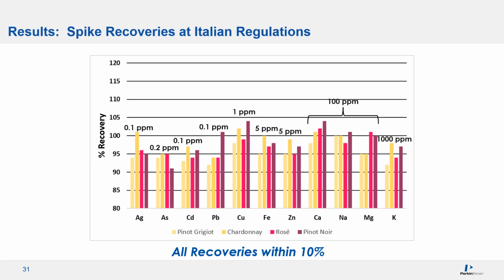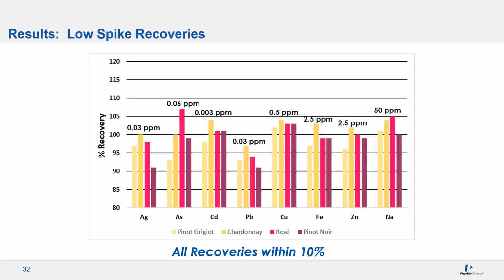Well, we want to see how accurate we were at lower levels. How much confidence do we have when we're looking at lower concentrations? So we spiked everything at lower concentrations. In this case, our low spike was cadmium at 0.003 ppm, and our high spike was 50 ppm of sodium.